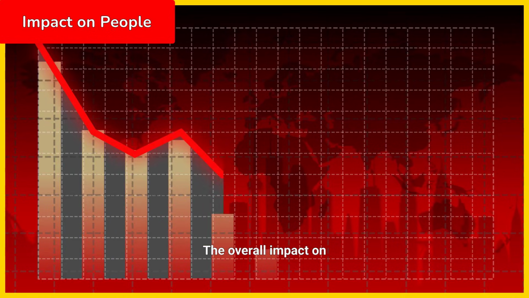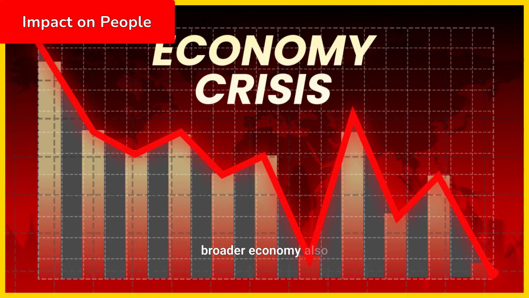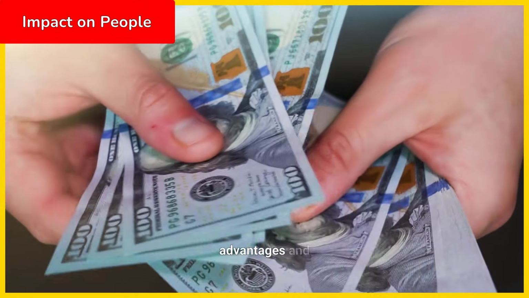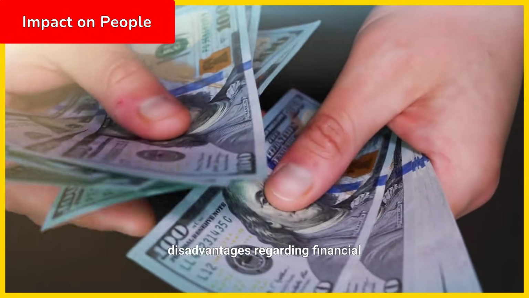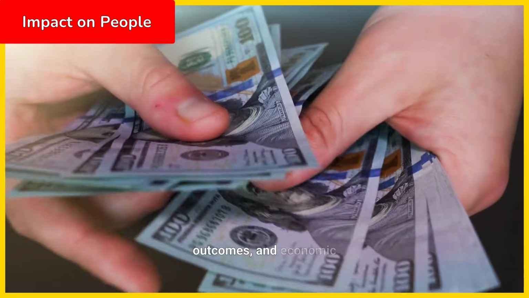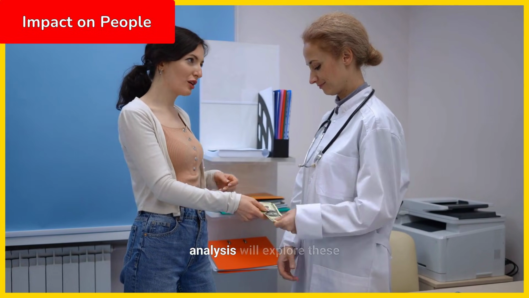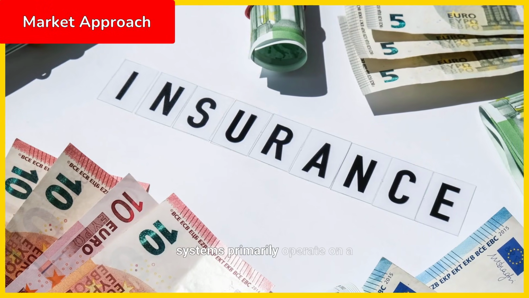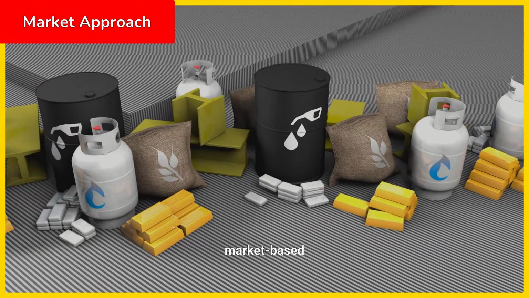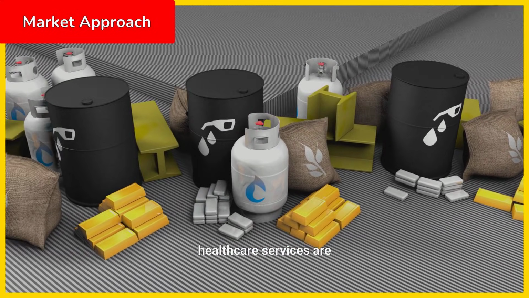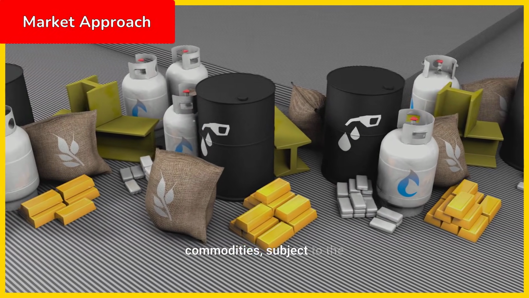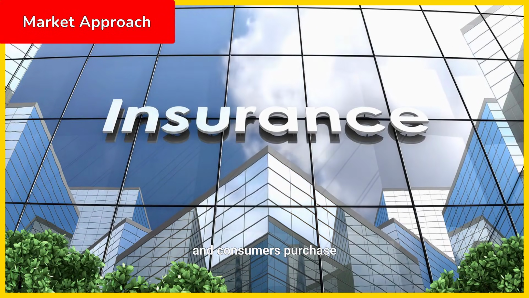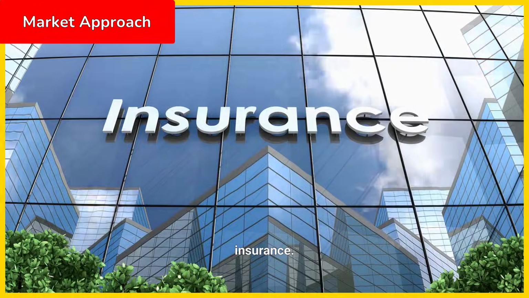The overall impact on individuals and the broader economy also differs significantly. Each system presents a unique set of advantages and disadvantages regarding financial security, health outcomes, and economic productivity. This analysis will explore these distinctions in detail. Private healthcare systems primarily operate on a market-based approach. In this model, healthcare services are largely treated as commodities, subject to the principles of supply and demand. Providers compete and consumers purchase services, often through insurance.